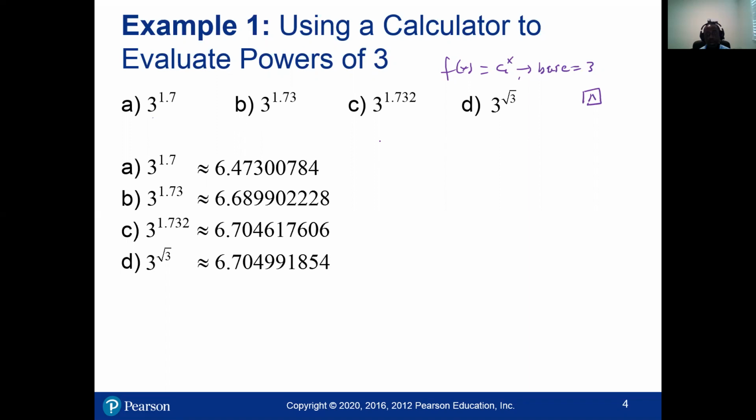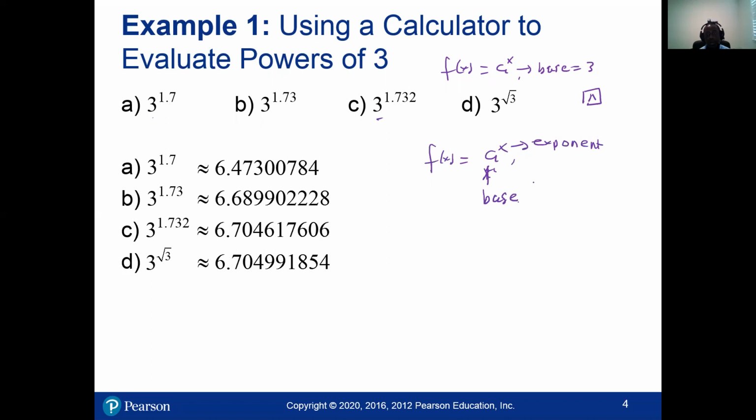Now, we can change the base. Like we said, the function f of x is of the form a raised to x. We call x the exponent, and a is called the base. That's an exponential function. Now a is a real number.